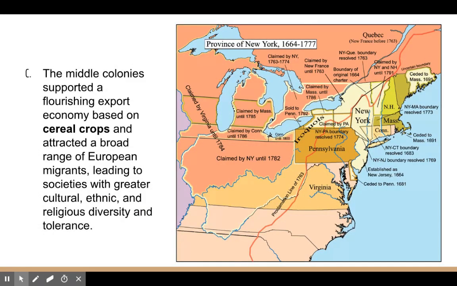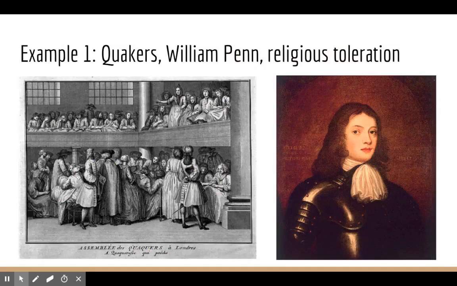The Middle Colonies had a flourishing export economy. They grew cereal crops, and they had a wide range of migrants from different parts of Europe that led to societies with more cultural, ethnic, and religious diversity and tolerance than the New England or the Chesapeake or Southern colonies.